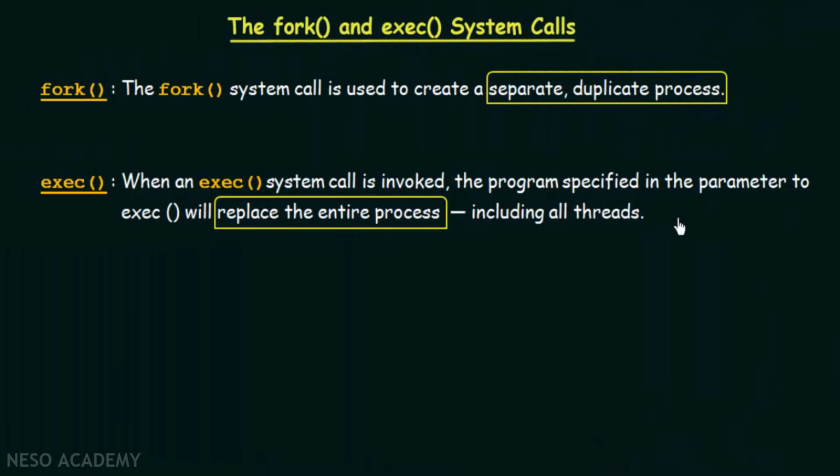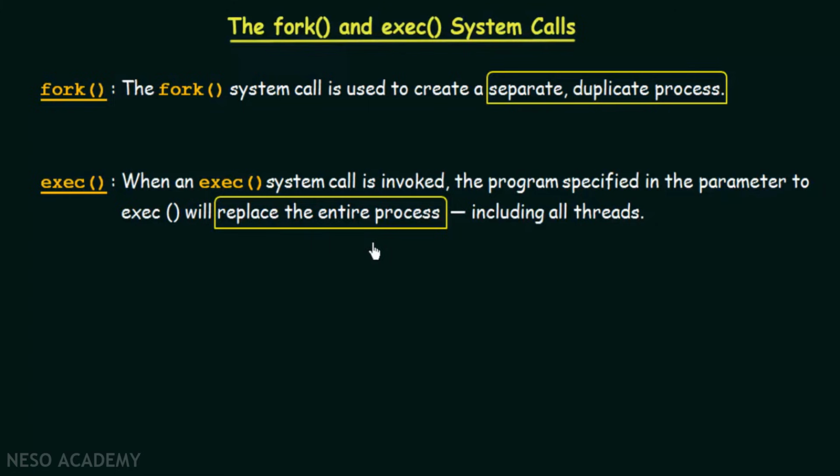So with that, I hope it was clear to you how the fork and exec system calls work. Fork will create a separate duplicate process, which is a child process with a different process ID, but the contents remain the same. But the exec system call will replace the entire process, while the process ID remains the same. So that is how the fork and exec system calls work.